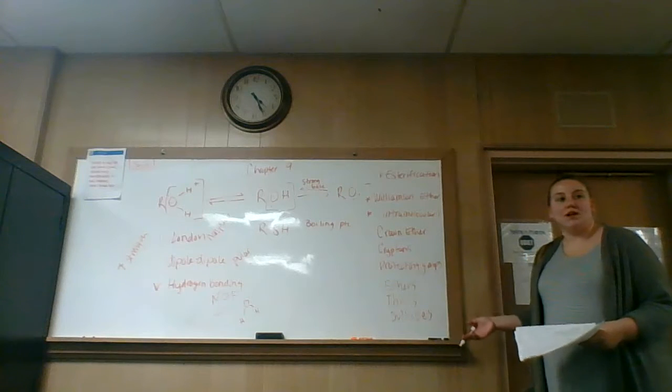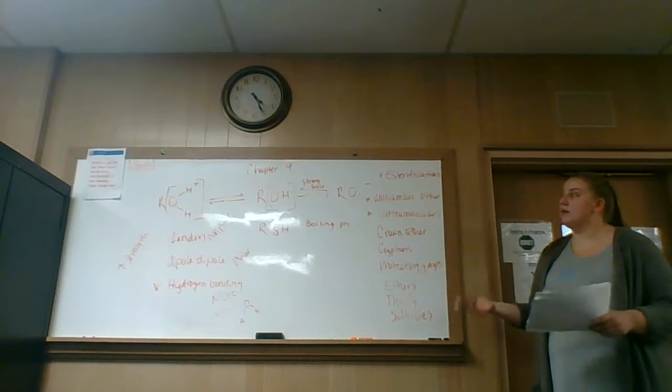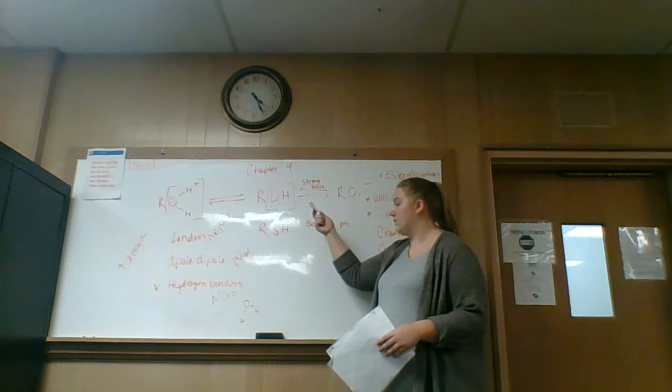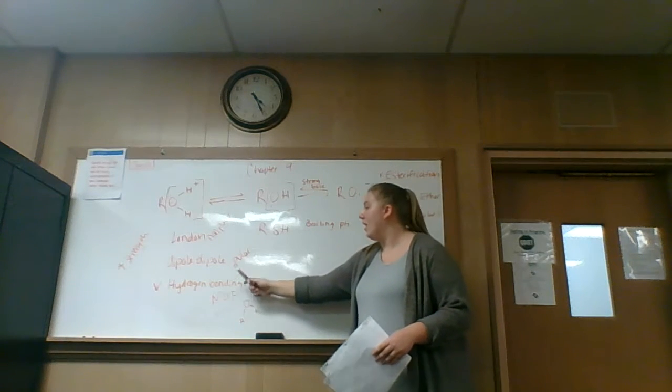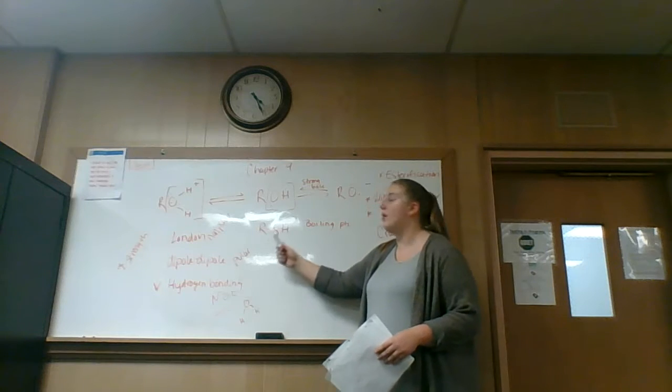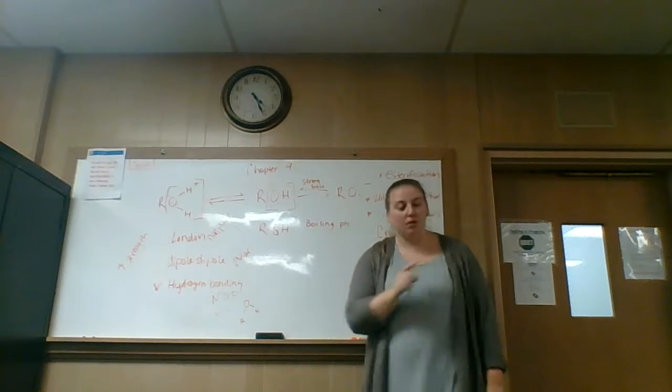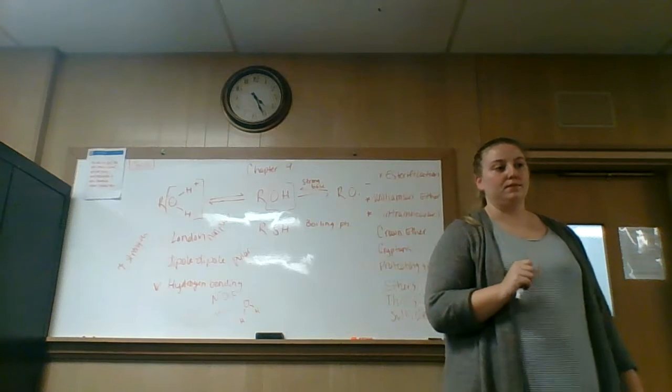So back to our initial question. What type of intermolecular attraction can alcohols have? Hydrogen bonding, exactly. What about thiols? Dipole. So thiols have lower boiling points than alcohols.